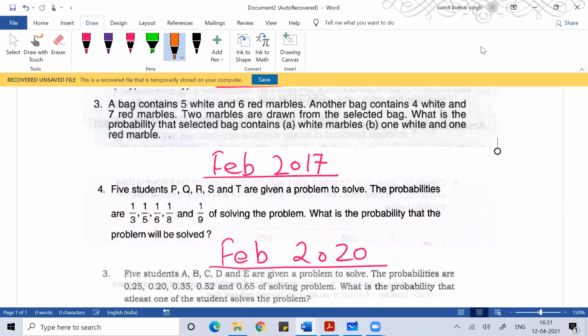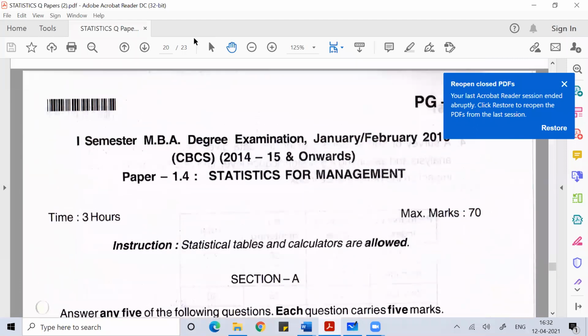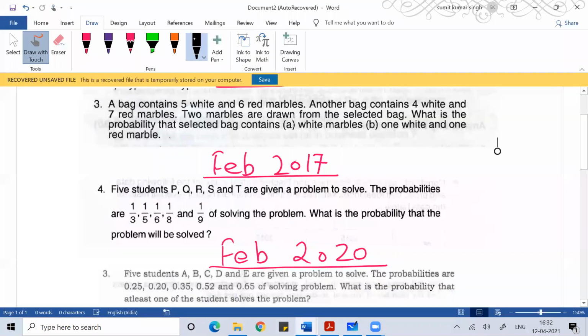So this question, if you see, normally Bangalore, whenever they ask a question, they will not ask you more than a 5 marks question. The maximum they will ask you is a 5 marks question. So all these questions come for 5 marks, from this chapter on probability.